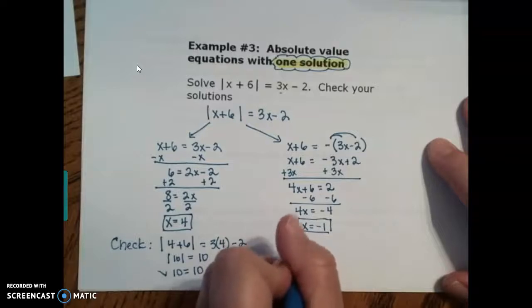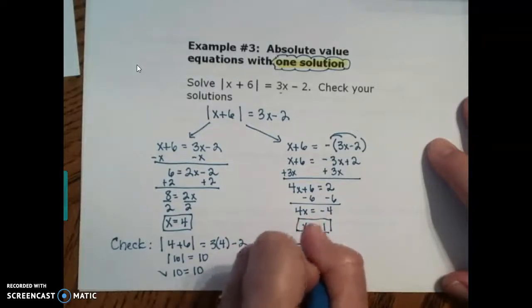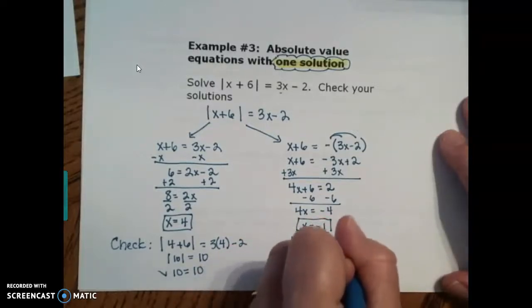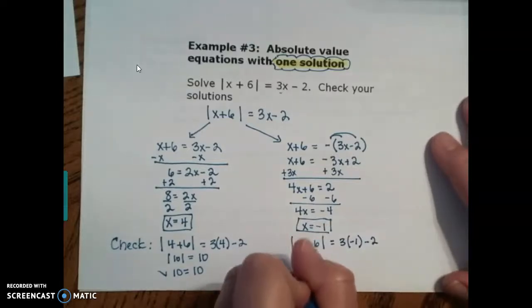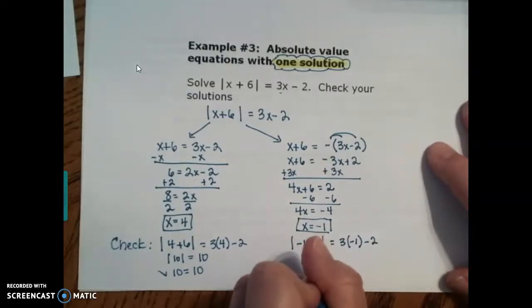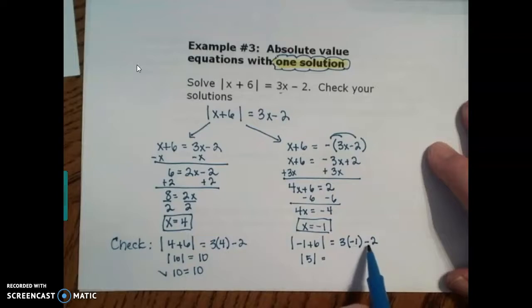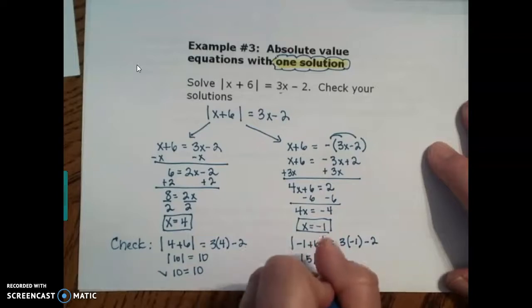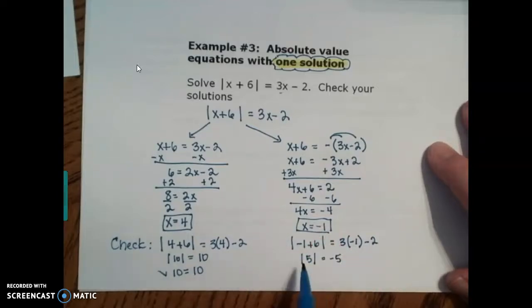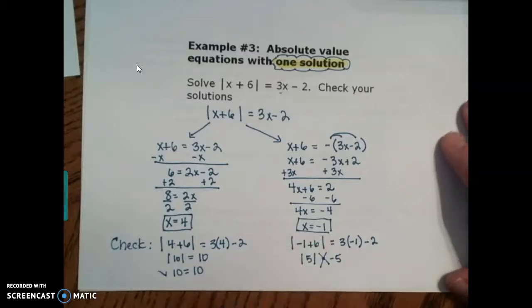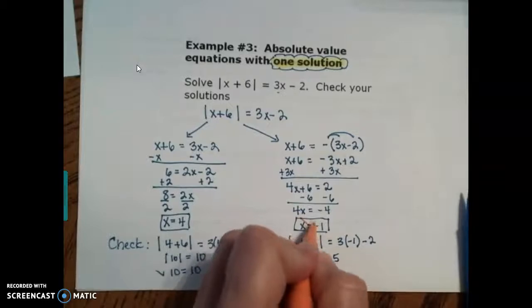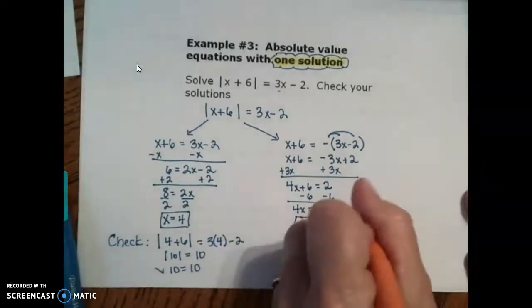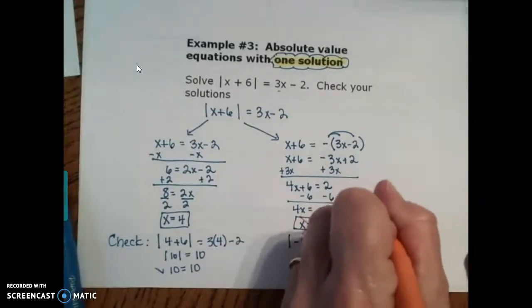So we would have the absolute value of negative 1 plus 6 equals 3 times negative 1 minus 2. So this will give me the absolute value of 5 is equal to negative 3 minus 2 is negative 5. Remember, the absolute value cannot equal a negative. So we're going to actually cross this solution out. And this is what's called an extraneous solution.